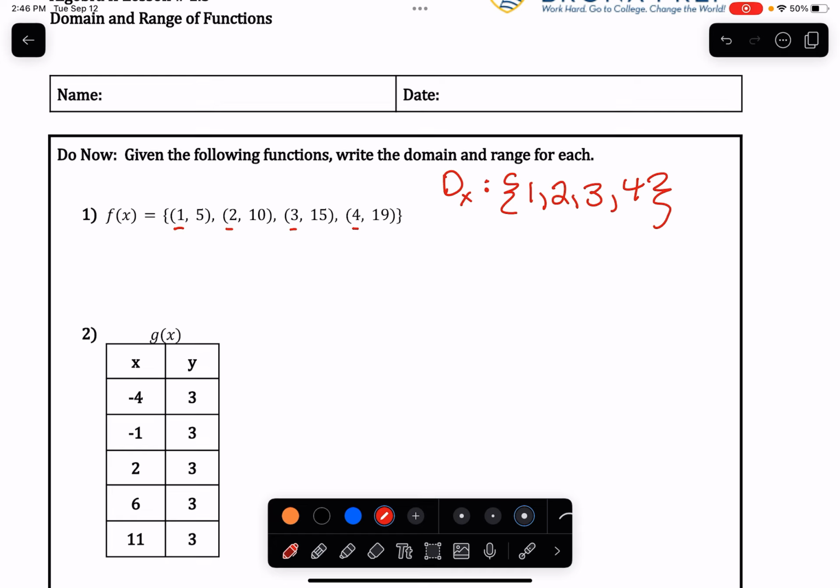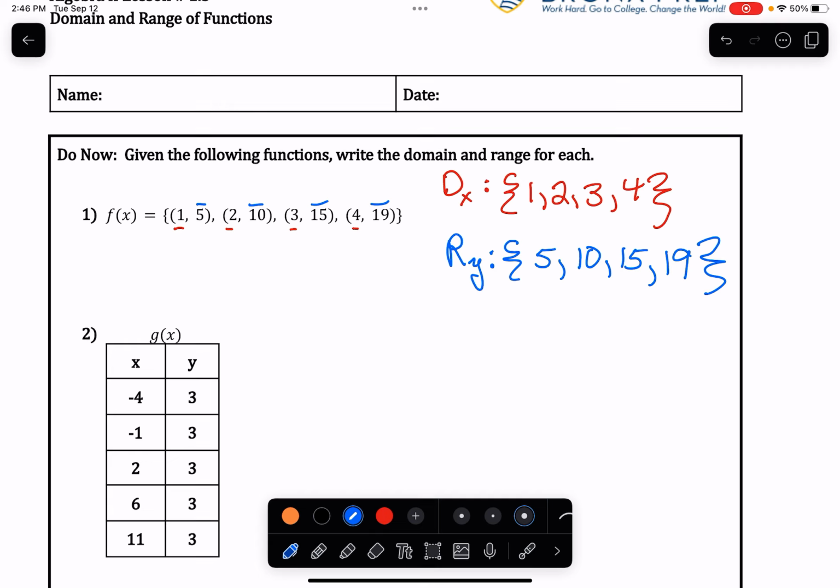If I was to do the range of those values, it would be capital R subscript y. This is just the notation. And then we would do the set. So what are my y values? 5, 10, 15, and 19. And then that's it. So our domain for the function in number 1 would just be 1, 2, 3, 4. Our range would just be 5, 10, 15, 19. And that's all you have to do.